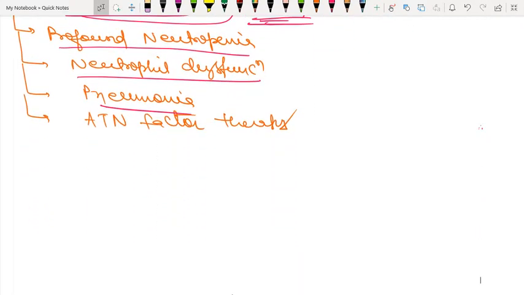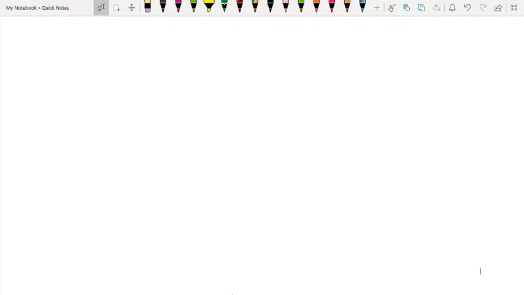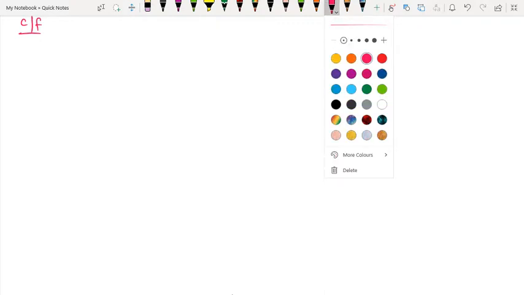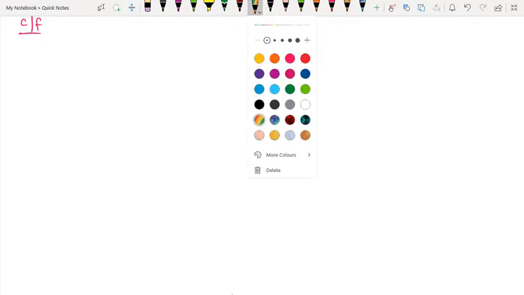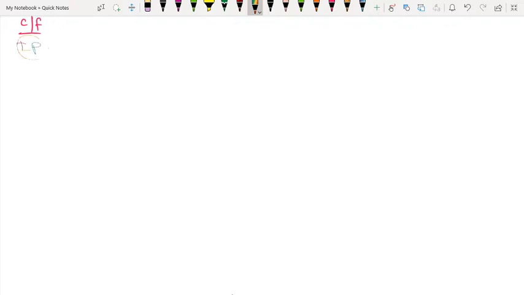Then coming to the next part, the clinical manifestation. That is also very important, generally asked in your examination. Starting with the clinical manifestation, first we will discuss the incubation period. The incubation period is basically 2 to 90 days.